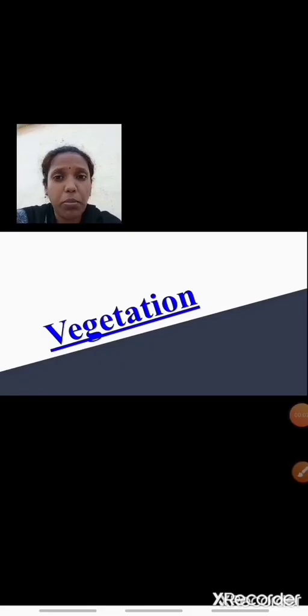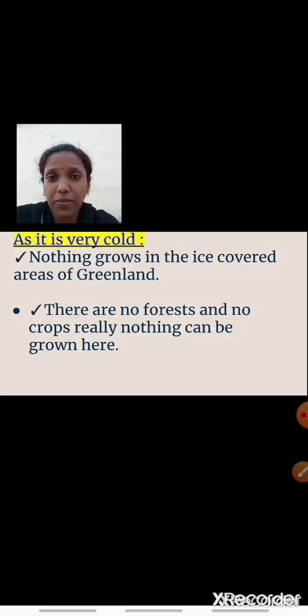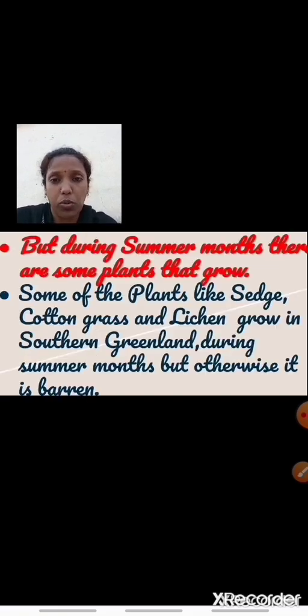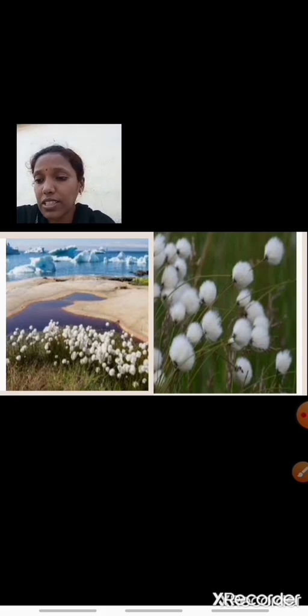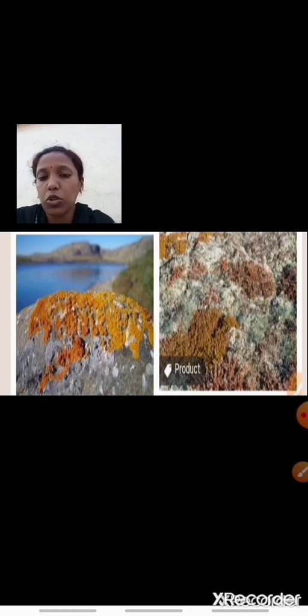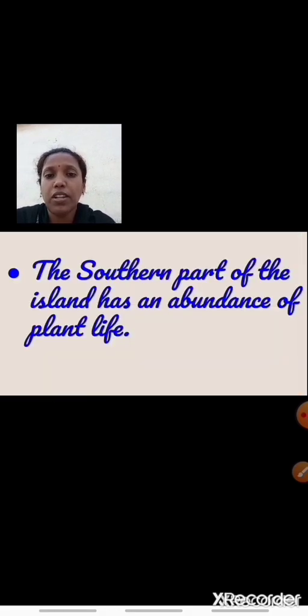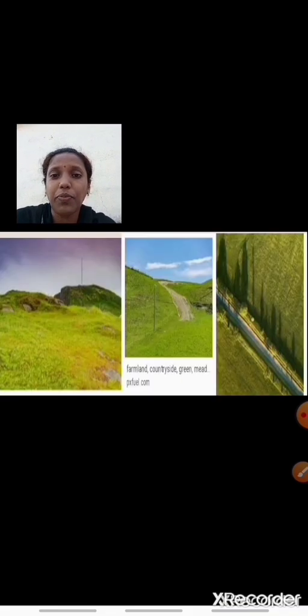Let's have a quick recall about what we studied in today's class. That is vegetation. It is very cold in Greenland, so nothing grows in the ice covered areas. There are no forests and no crops. But during summer months, there are some plants that grow, and they are sedge, cotton grass, and lichens, which grow in southern Greenland. The southern part of the island has an abundance of plant life.